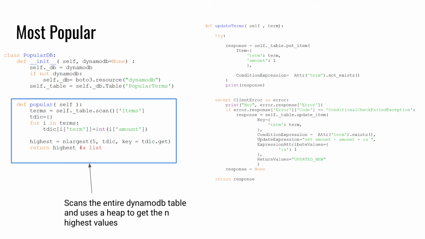Most popular: to get the top 5 most searched terms, we are scanning the DynamoDB table and using a heap to get the n largest terms based on the values of the amount. An improvement to it would be cleaning up the table by deleting the least searched terms and a scheduling task to remove all terms.